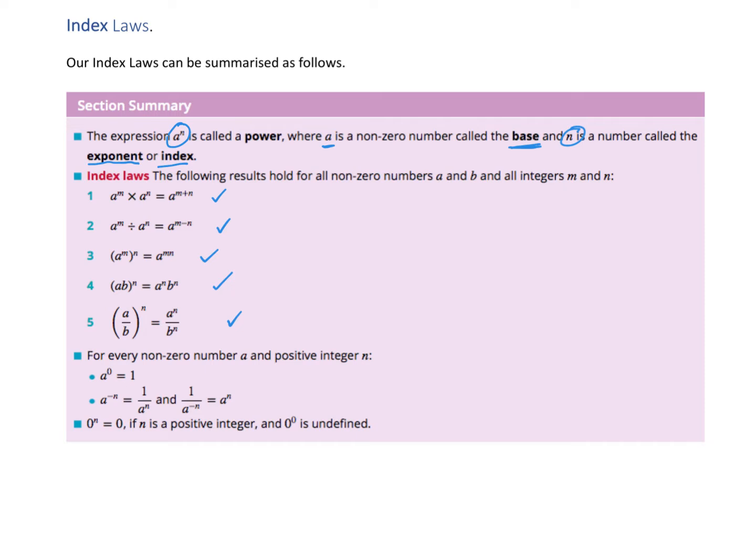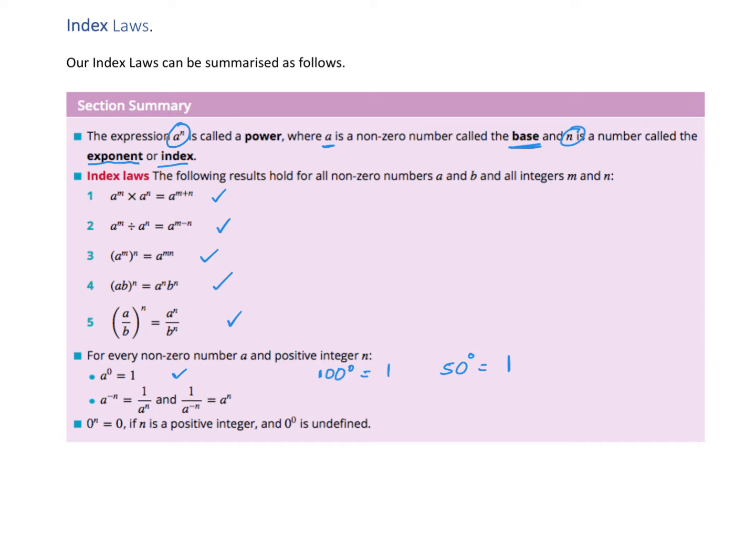So for every non-zero a, positive integer n, a to the power of 0, a really unusual thing, isn't it? But anything to the power of 0 is always going to equal 1. So even if we had 100 to the power of 0, it equals 1. 50 to the power of 0 is equal to 1.